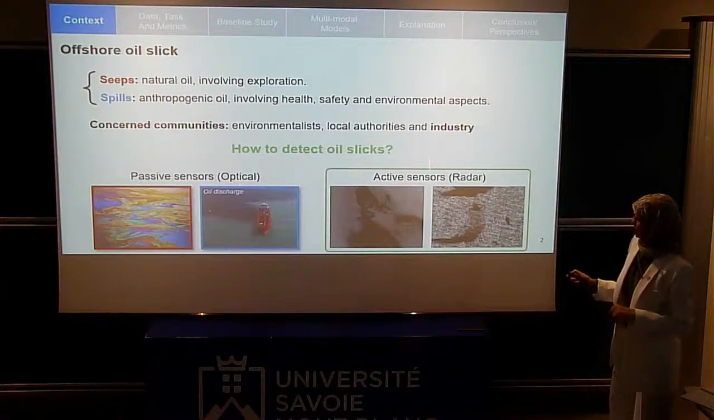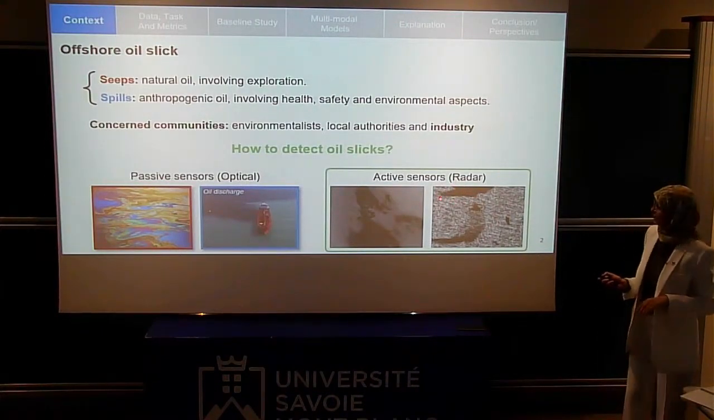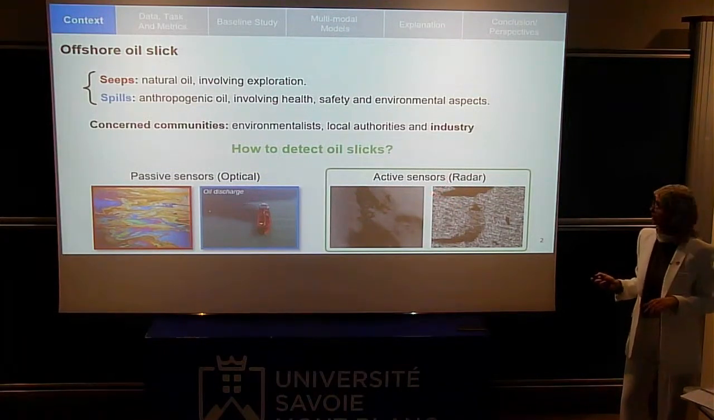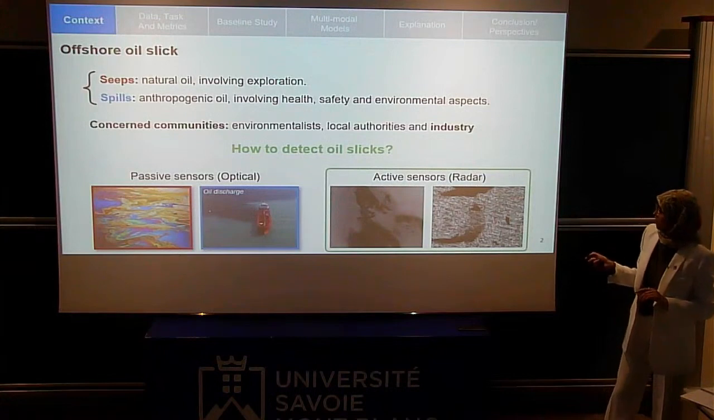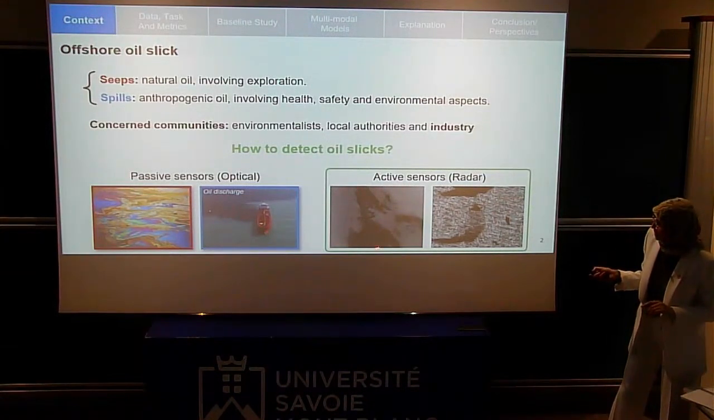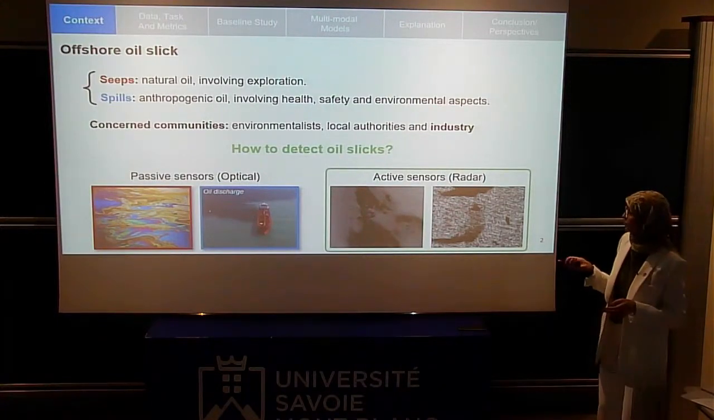The second category is the active sensors. With active sensors, we can have acquisitions 24 hours a day, 7 days a week. So we are not dependent on the sunlight, and we can see the oil slicks as dark patches. We can see that the images are gray level, and the oil slicks appear as dark patches. Why do they appear as dark patches?